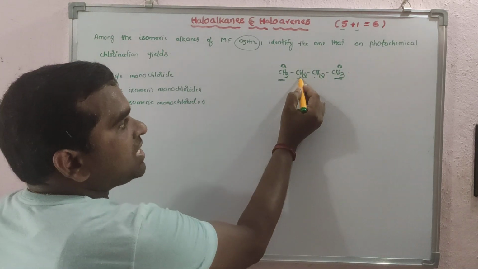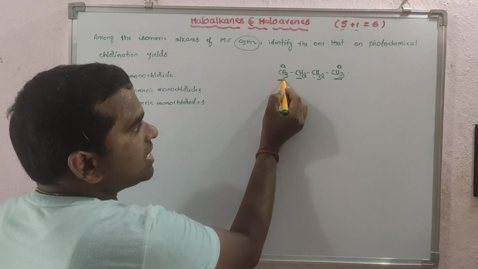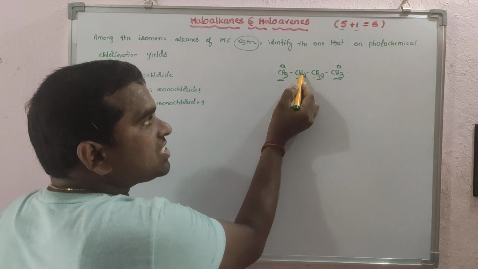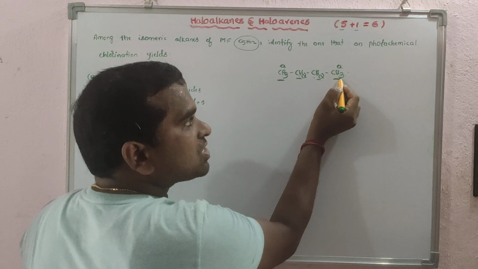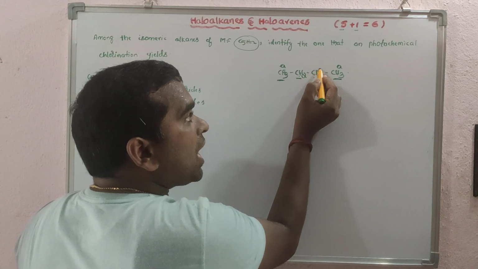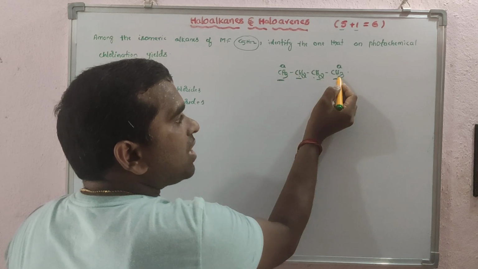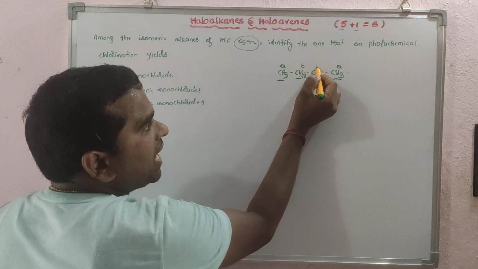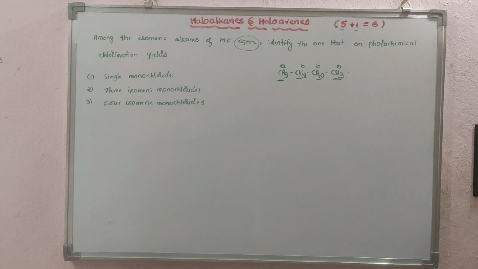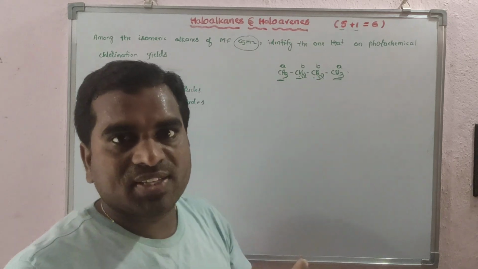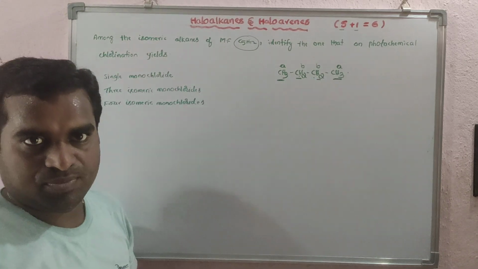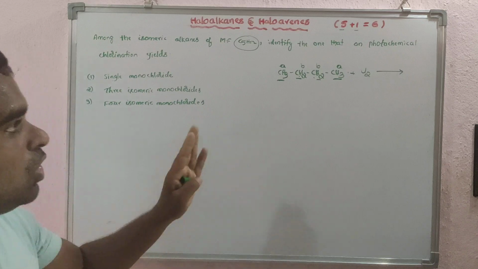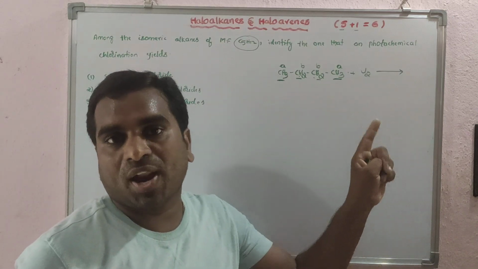Now CH2 and CH2: these hydrogens and these hydrogens are different from the CH3 ones. Why? Because here is CH3, but here it is CH2. But this CH2 is attached to CH3 and this CH2 is also attached to CH3. So these two hydrogens are one type, not the same as A. So these are B type hydrogens. So this n-butane has 2 types of hydrogen atoms. So if you do chlorination, you will get 2 types of monochloride compounds.